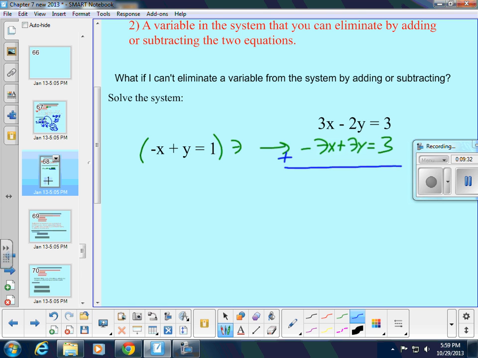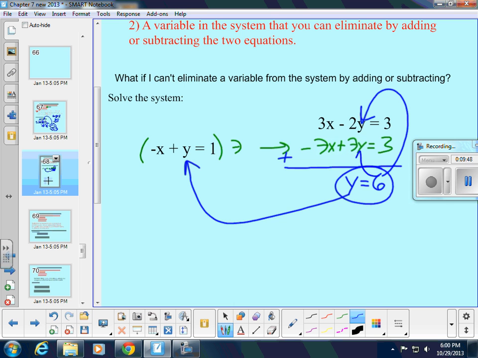Negative 2y plus 3y will just give me 1y, so just y by itself. And 3 plus 3 gives me 6. So there we go, I got y equals 6. I can plug that back into one of the equations. I can actually plug it back into the original, I can plug it back into this one. I could even plug it into the new one I made, because remember, I just showed that one is actually the same as the first equation anyway. So any of those 3 equations I can plug it back into, and it'll still give me the right answer.